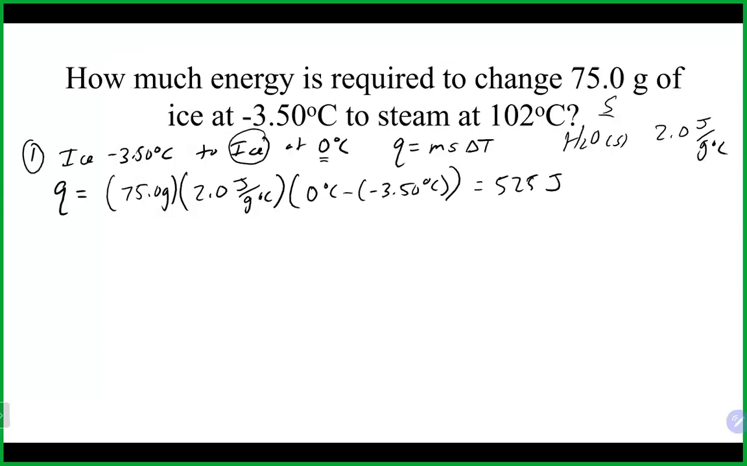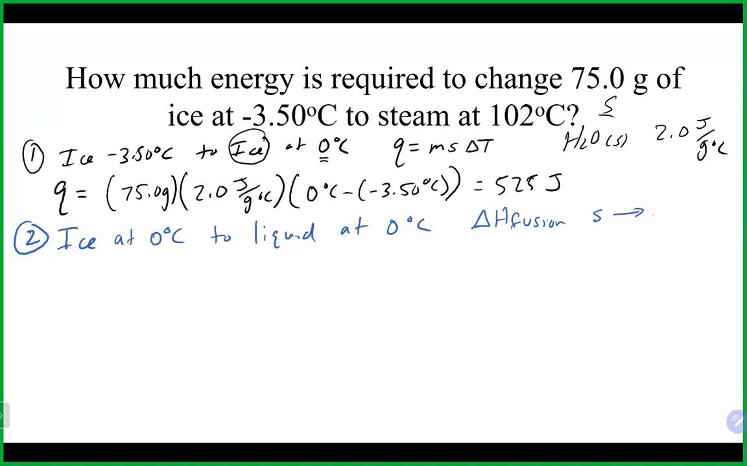So if we go back now to our calculation, the next thing that's going to happen, we're going to take it from ice at 0 degrees Celsius to liquid water at 0 degrees Celsius. Once again, the temperature is not changing, but we are changing the phase. That is where the delta H of fusion is going to come into play. Again, that is the energy, as we talked about, to go from solid to liquid, or liquid back to solid. So that is the energy required to do that.